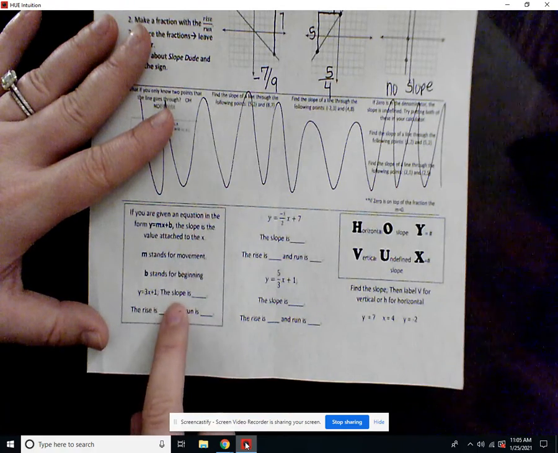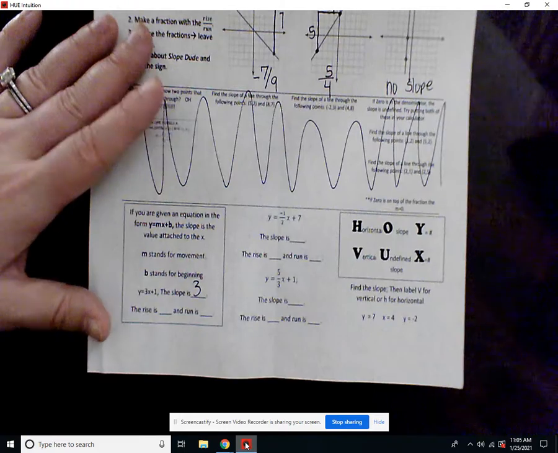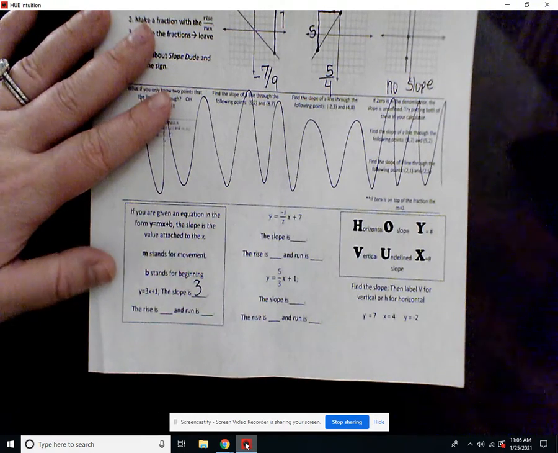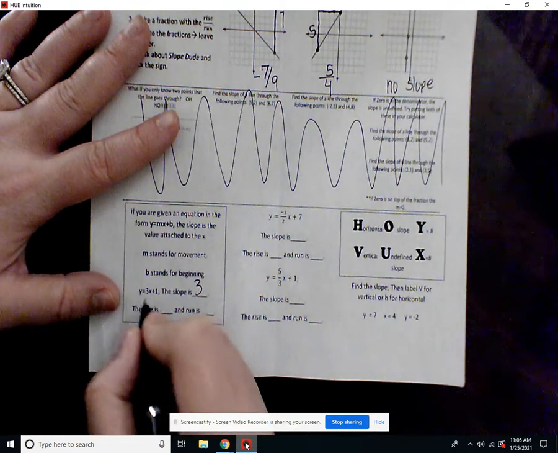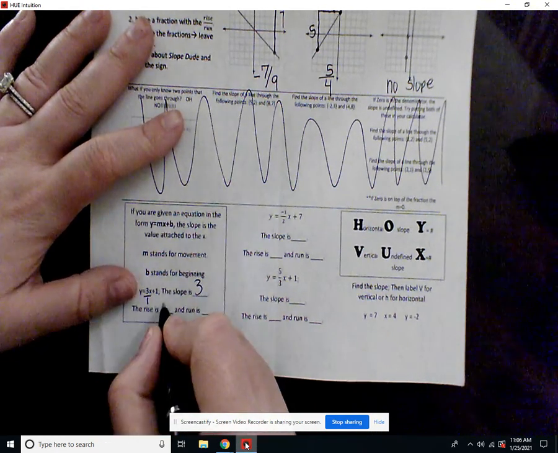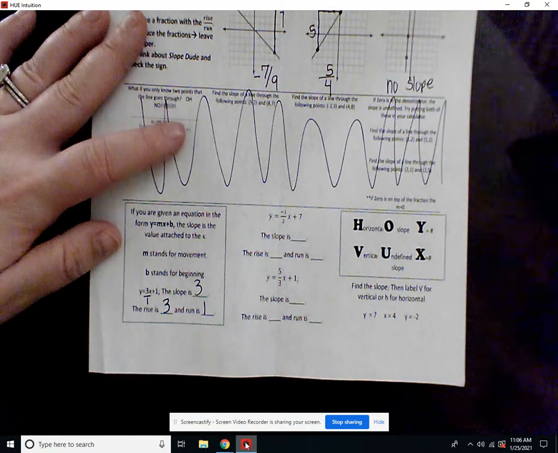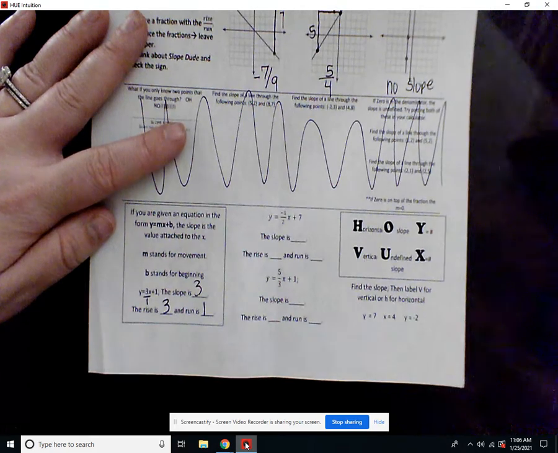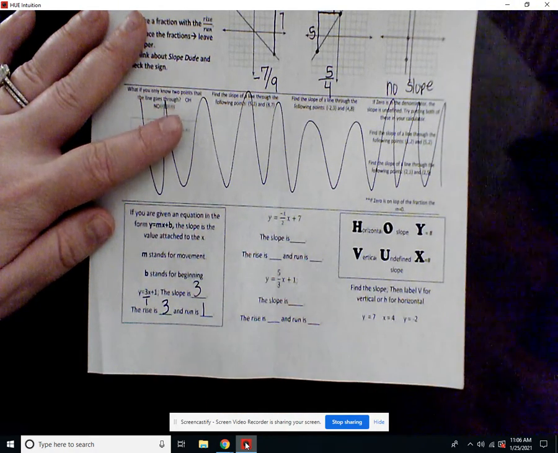So our slope is 3, but it's not a fraction, so it's kind of new. What do we do if it's not a fraction? We make it a fraction by putting 1 underneath. So the number on top now is our rise, which is 3. The bottom number is our run, which is 1.